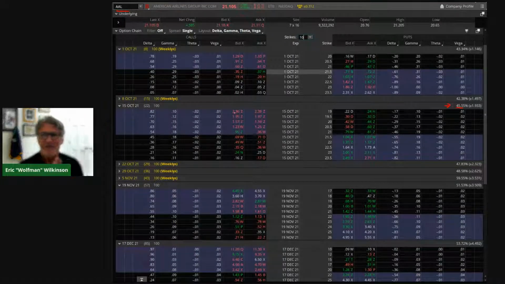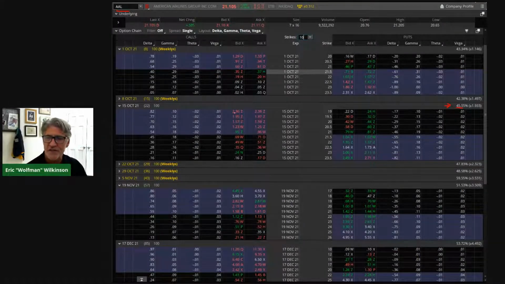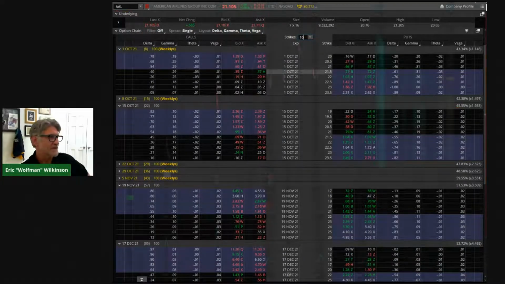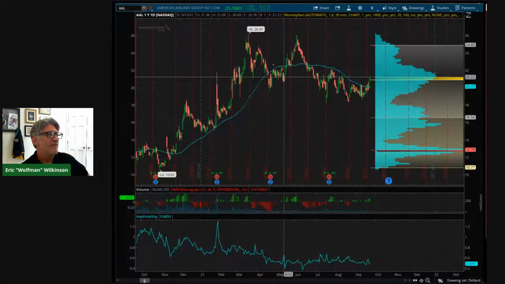What it's seen in the past. Now, implied volatility is forward-looking. Historical high volatility is hindsight, really, what we've seen in the past. So I like looking at forward-looking data points. All right. So American Airlines, we've determined it's trading sideways.